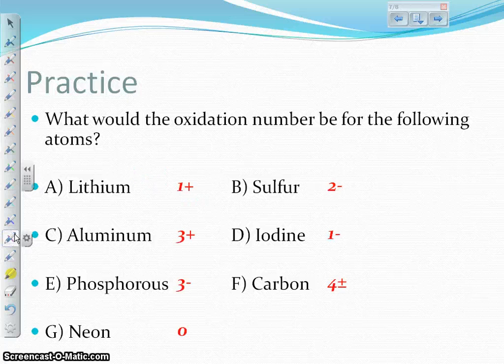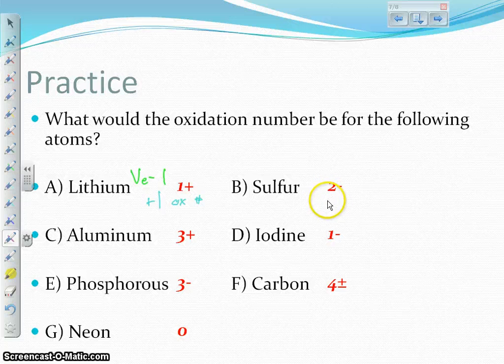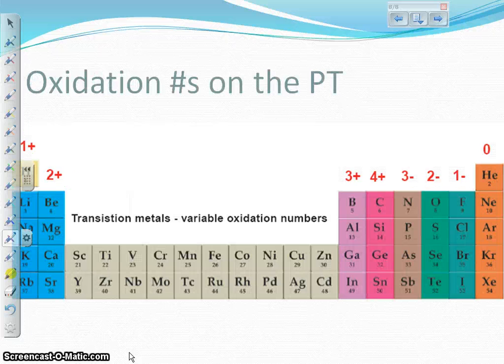Anyways, here are complete answer sets for each of these. We know our sulfur has 6 valence electrons, it wants to gain 2, and gaining 2 is going to put it at negative 2. All the way down to neon, which is a noble gas and does not want to interact in any way. So these are oxidation numbers.